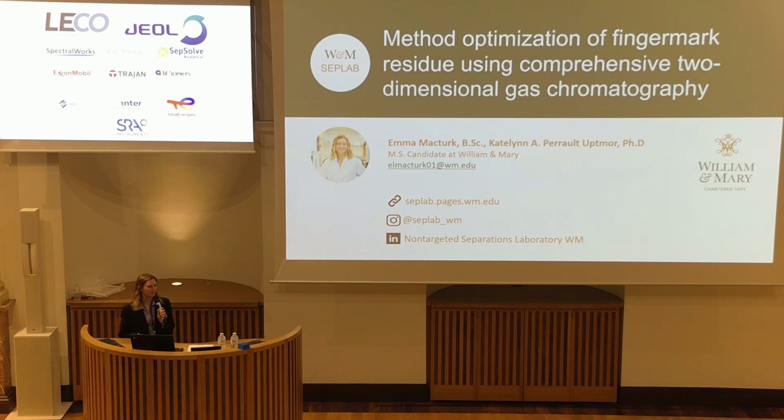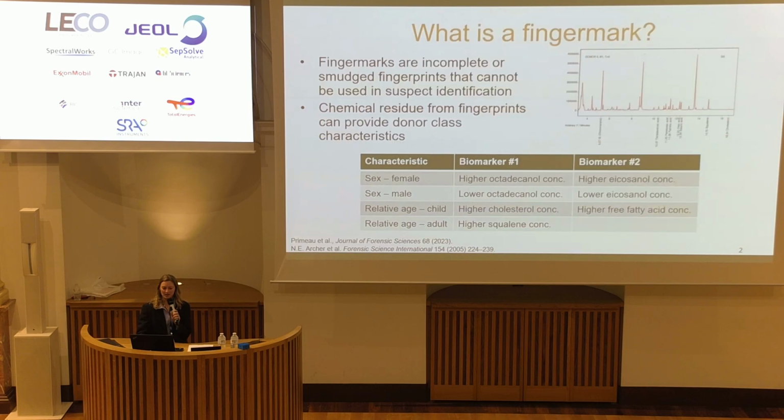Okay, like Peter said, today I'll be talking about method optimization and also translation of that method to hydrogen gas, analyzing fingermark residue using GCxGC. So, what is a fingermark? Fingermarks are incomplete or smudged fingerprints, and fingerprints are commonly used in suspect identification in criminal investigations, based on the patterns found in the ridges and whorls of your fingerprints. But if that fingerprint is incomplete, it cannot be used for that identification.